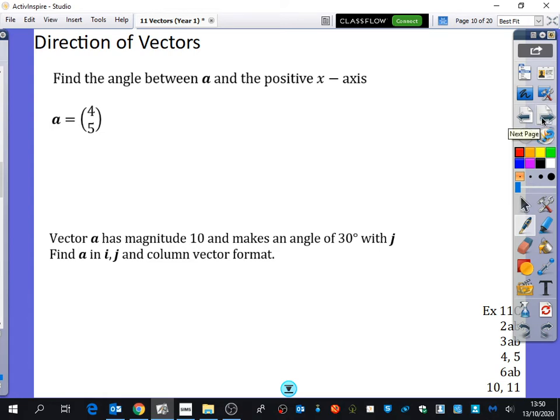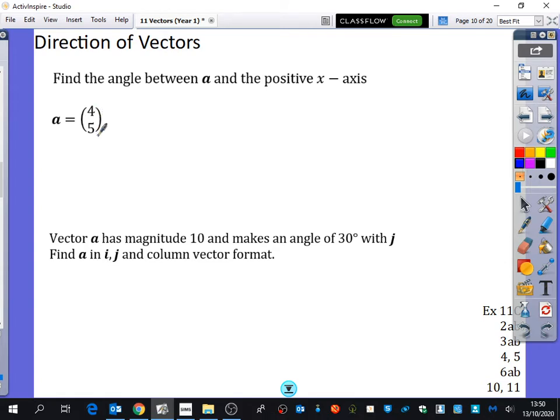We're now going to try and learn more about vectors, more ways of describing them. This time we're going to try and describe the direction of vectors, okay? So this time the question asks, find the angle between A and the positive x-axis. So the vector that we're talking about here is the vector 4, 5.